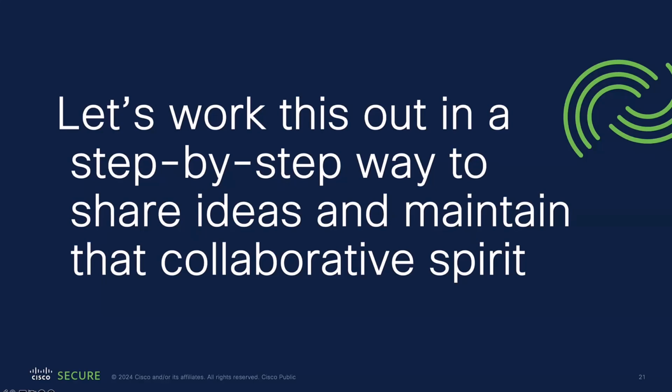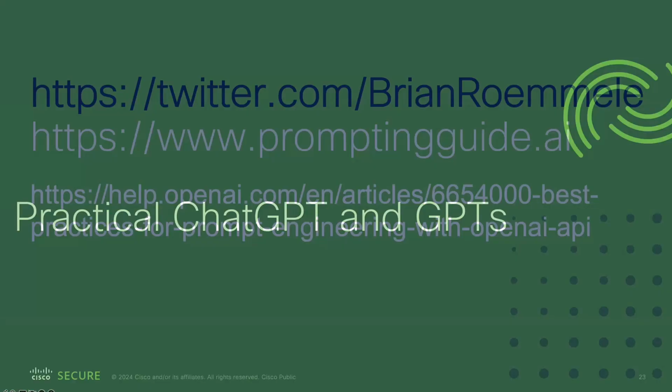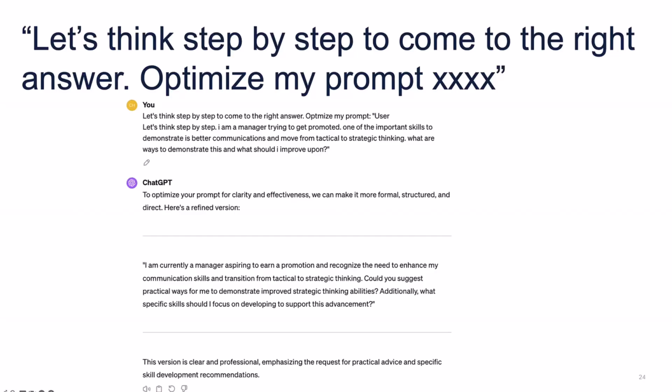And so with that in mind, there are other ways you can get more information on prompting. Brian Roemmele has a Twitter feed, and there's promptingguide.ai, and OpenAI has some tips as well as best practices. So now I'm going to go into practical ChatGPT and GPTs themselves. The way that you can optimize your prompts is you can ask GPT itself, and you can just say, let's think step by step to come to the right answer, optimize my prompt XXX. And so I did a more or less inception version of this where I just asked, hey, let's think step by step, optimize my prompt.